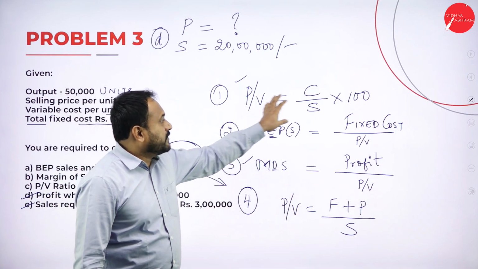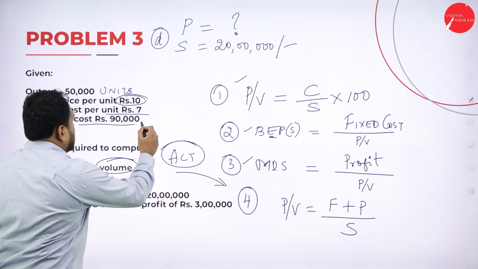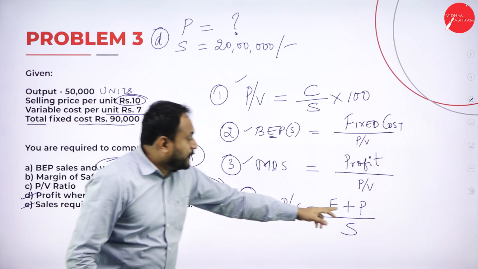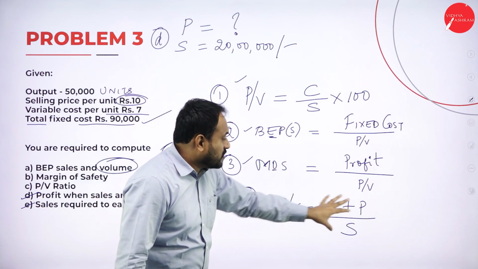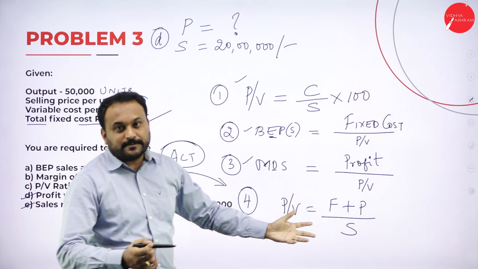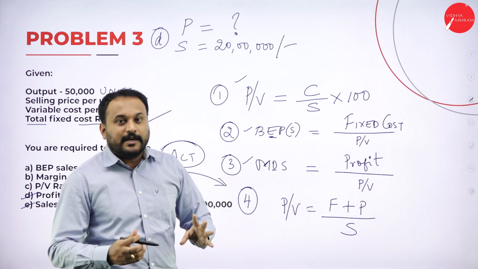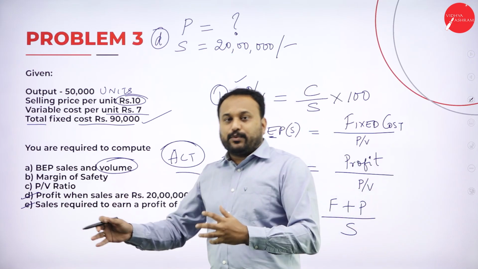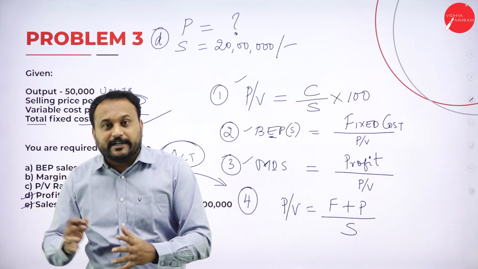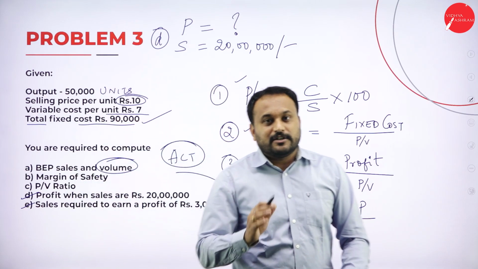PV we would have found from this formula. Fixed cost, they have only given 90,000. Profit, I don't know. Sales, they have given 20. Now cross multiply, I'll get the answer. So if you remember only these 4 formulas, I'll tell you, you can solve a 15 marks question, whatever the question is, however difficult it is, you can still solve it.